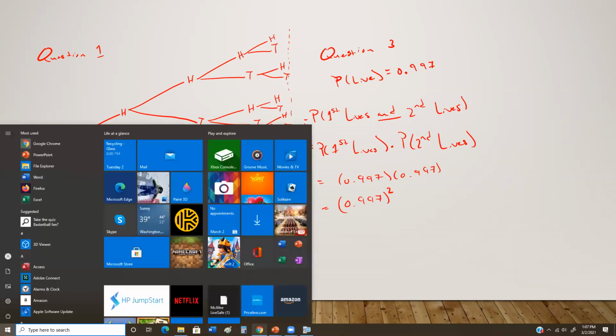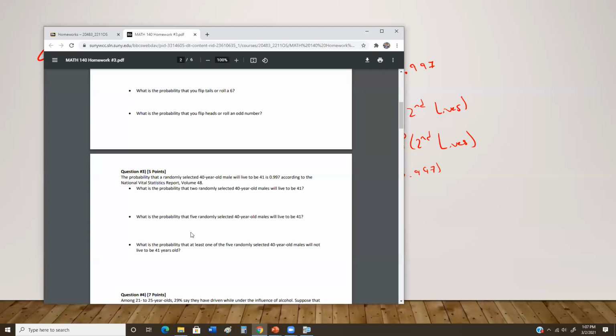And then when you get to this last one here, whenever you see the words at least, that tells you it's going to be a complement rule, most likely. Okay.